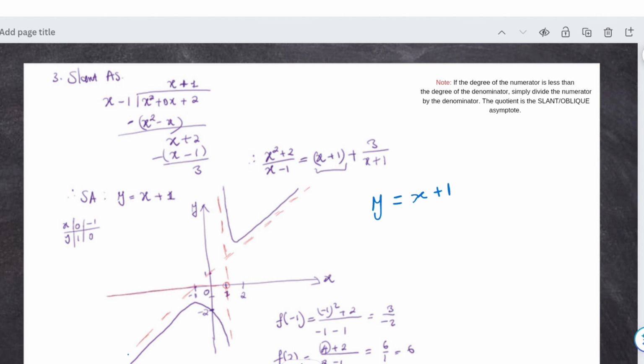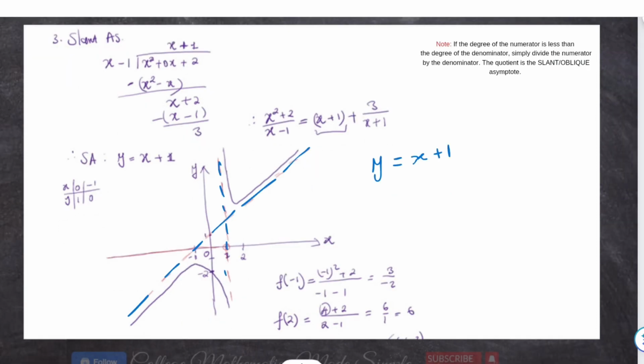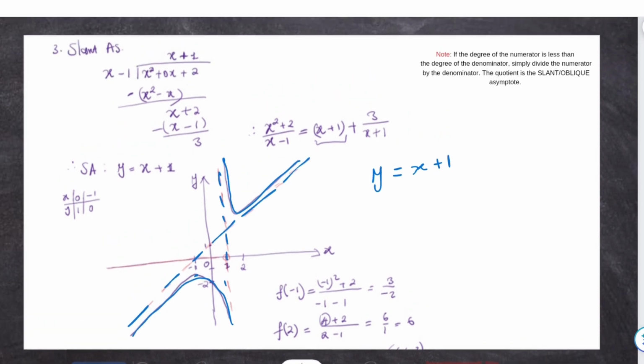So sketching, this is the line here, and the vertical asymptote was x equal to 1. Any other points? When x is negative 1, y is negative 3 over 2. So you have some point here. And when x is 2, y is 6, which is some point here. So you can just connect that, and this will be that. So that's it.